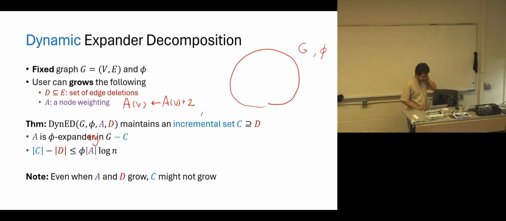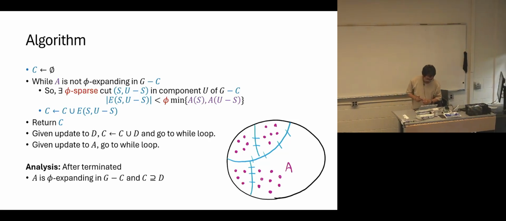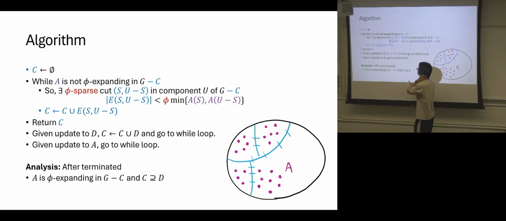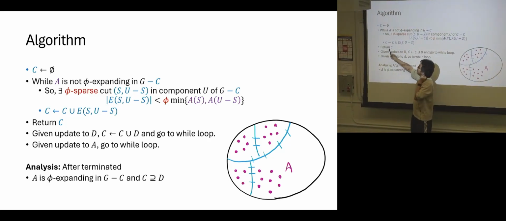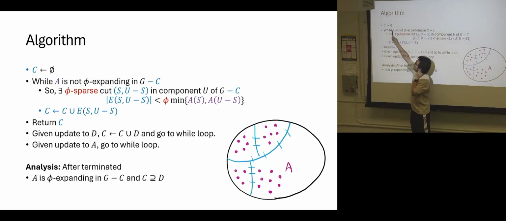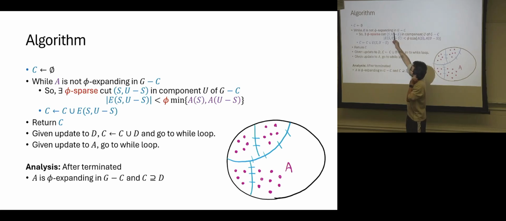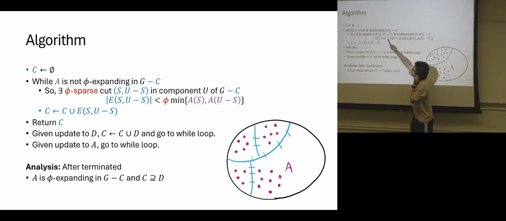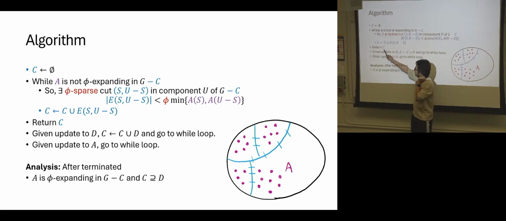So the idea is just this. I repeat the algorithm from last time, which is to start from C equal to the empty set, and then if A is not expanding, it means that there must exist a phi-sparse cut. Then cut it. And you keep cutting, and at some point you return your expander decomposition.